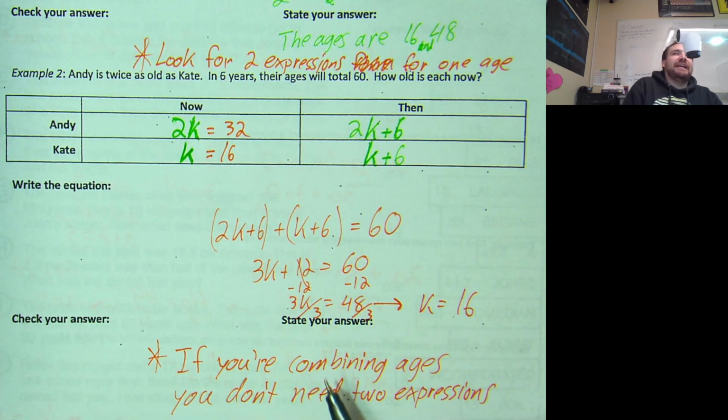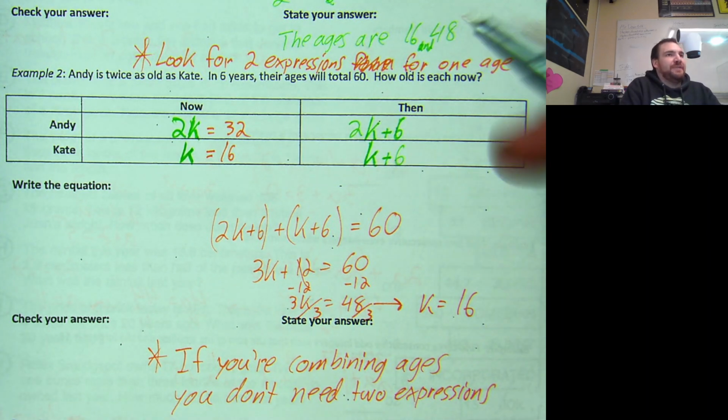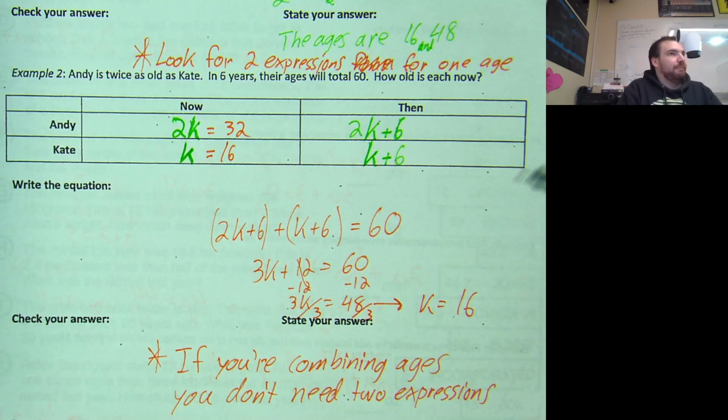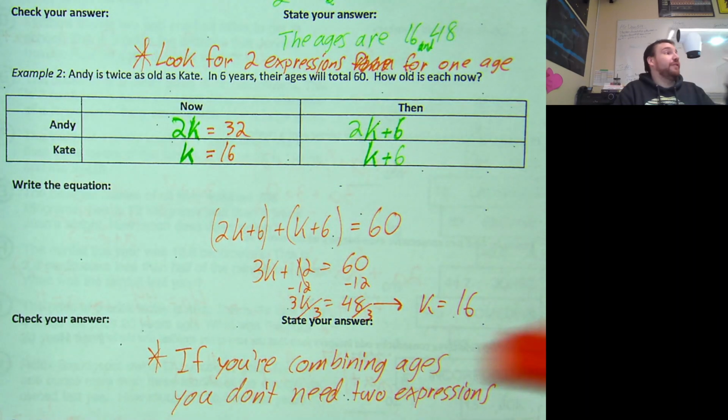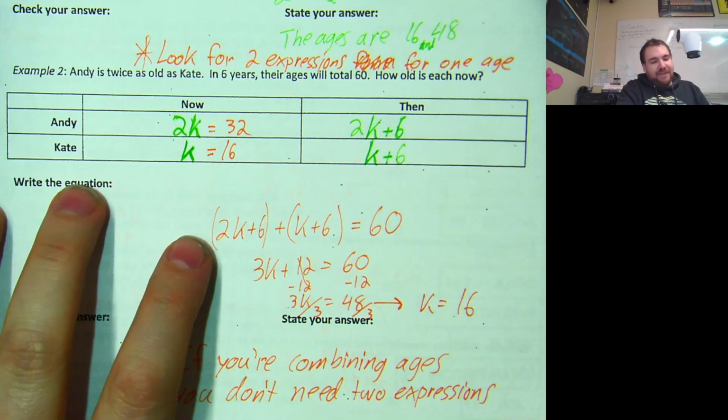So if you're combining the ages, you don't need the two expressions, because you're already creating your second expression by doing something with those ages. In this case, we added them. So we only needed one for each, yes. Okay, flip the page.